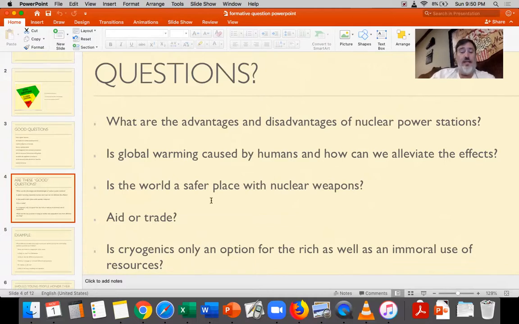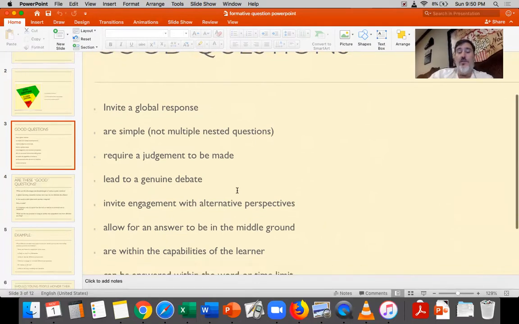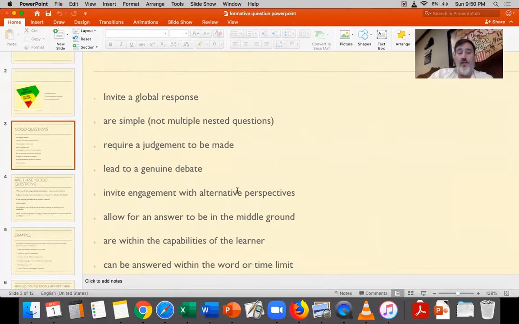Is the world a safer place with nuclear weapons? Is that a good question? Well, let's look at it. Does it invite a global response? Yes. Is it open-ended, by the way? Yes. Is it simple? Very. Does it require judgment to be made? Yes. Does it lead to a genuine debate?